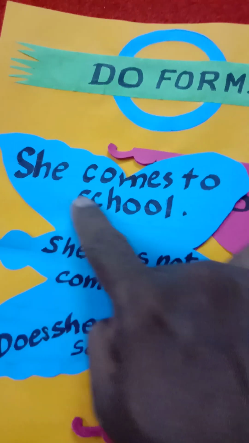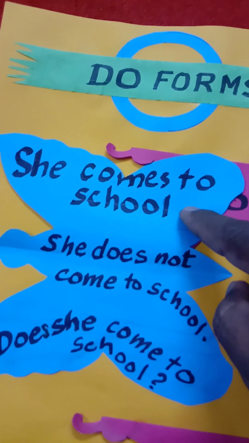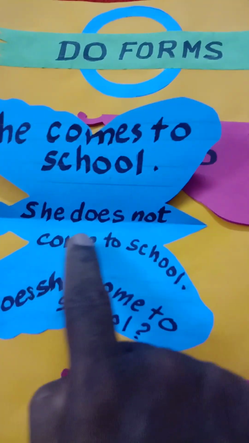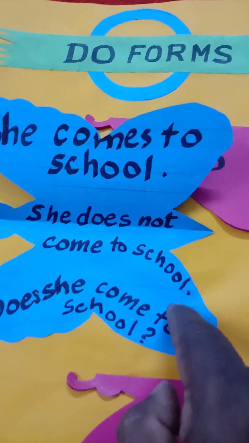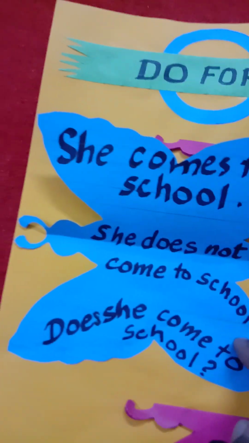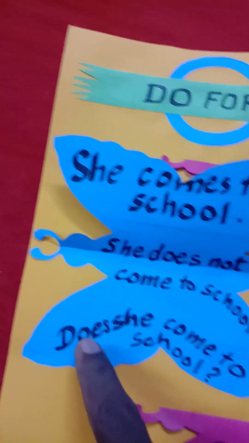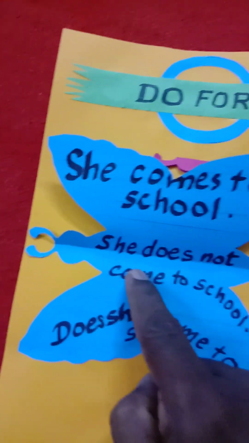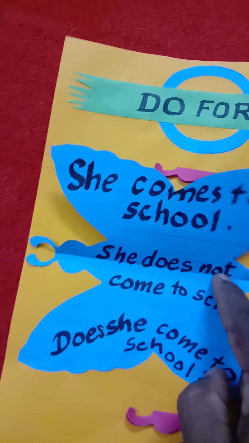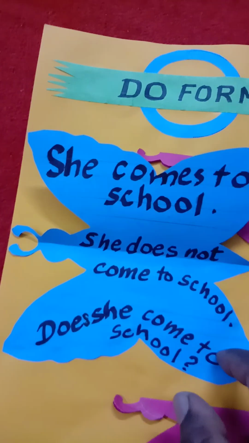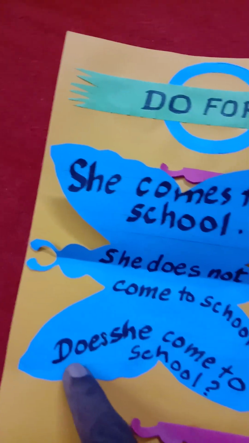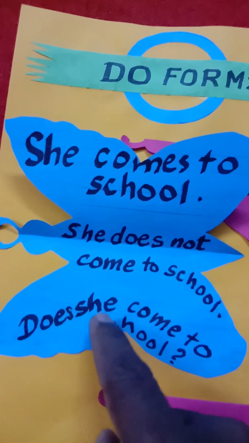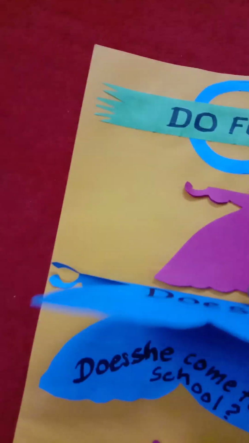She comes to school. Assertive sentence. She does not come to school. Negative sentence. Does she come to school? So here for negative sentence, does not come to school. For interrogative sentence, does she come to school? So this is the use of does.